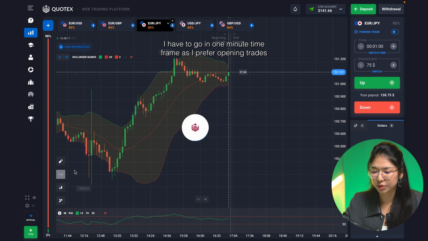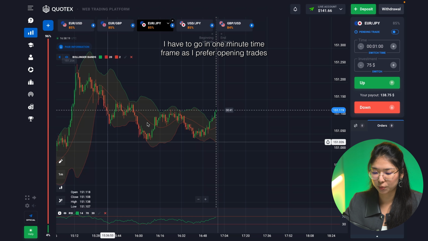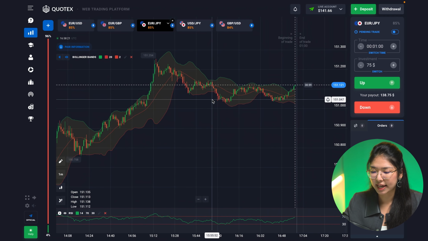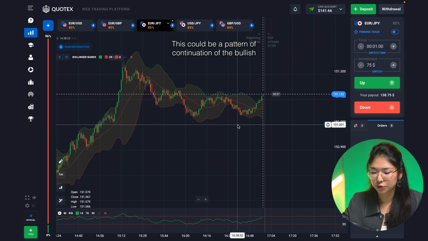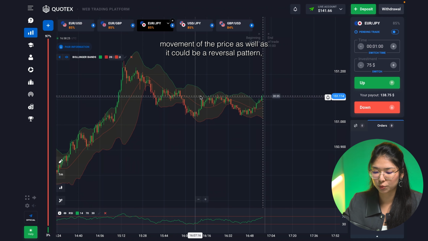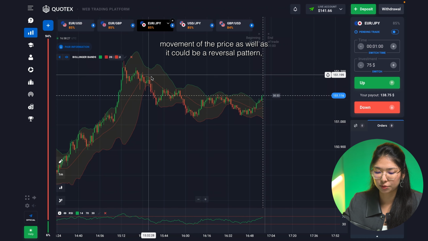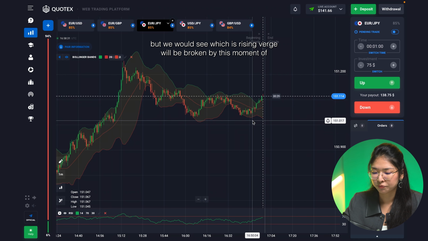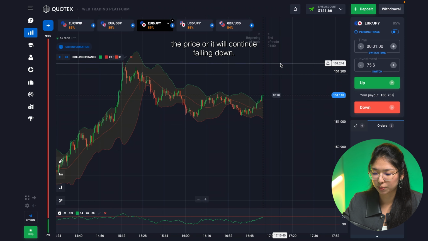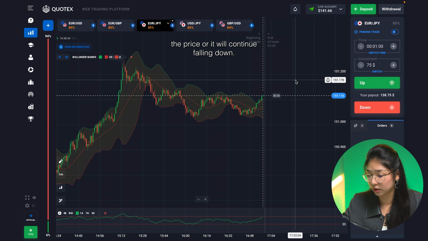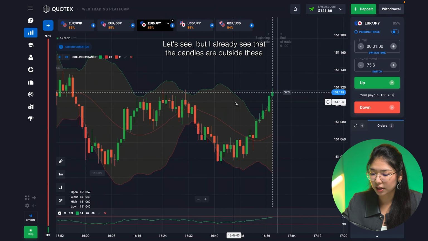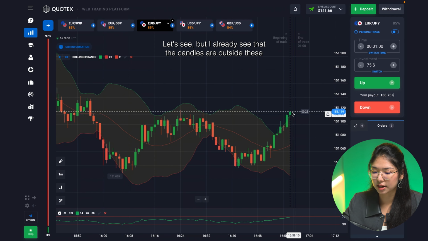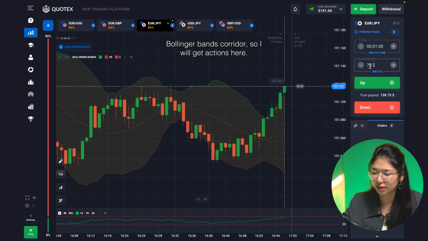I have to go in 1 minute time frame as I prefer opening trades for 1 minute only, and this could be a pattern of continuation of the bullish movement of the price, as well as it could be a reversal pattern. But we will see whether the rising edge will be broken by this movement of the price, or it will continue falling down. So let's see, but I already see that the candles are outside this Bollinger Bands corridor, and I will get actions here.